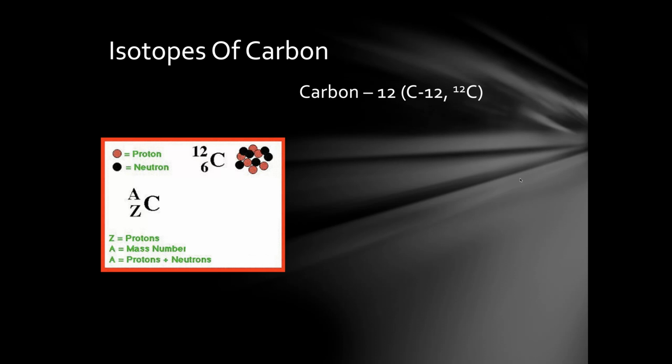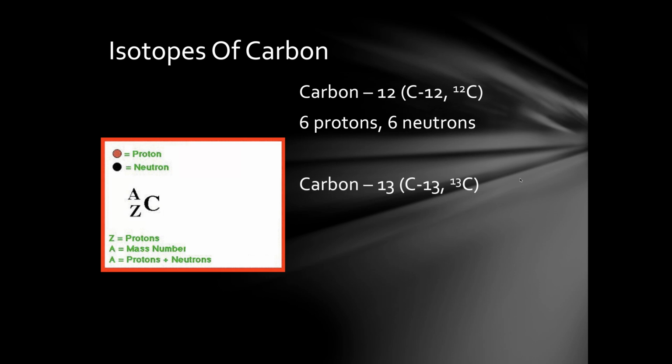Count up the black circles and you'll come up with 6 neutrons. So this gives you 12 particles in the nucleus for a total mass of 12: 6 protons, 6 neutrons. Now, any other isotope of carbon will also have to have 6 protons, but the number of neutrons will vary. So carbon 13 has 13 particles in the nucleus.